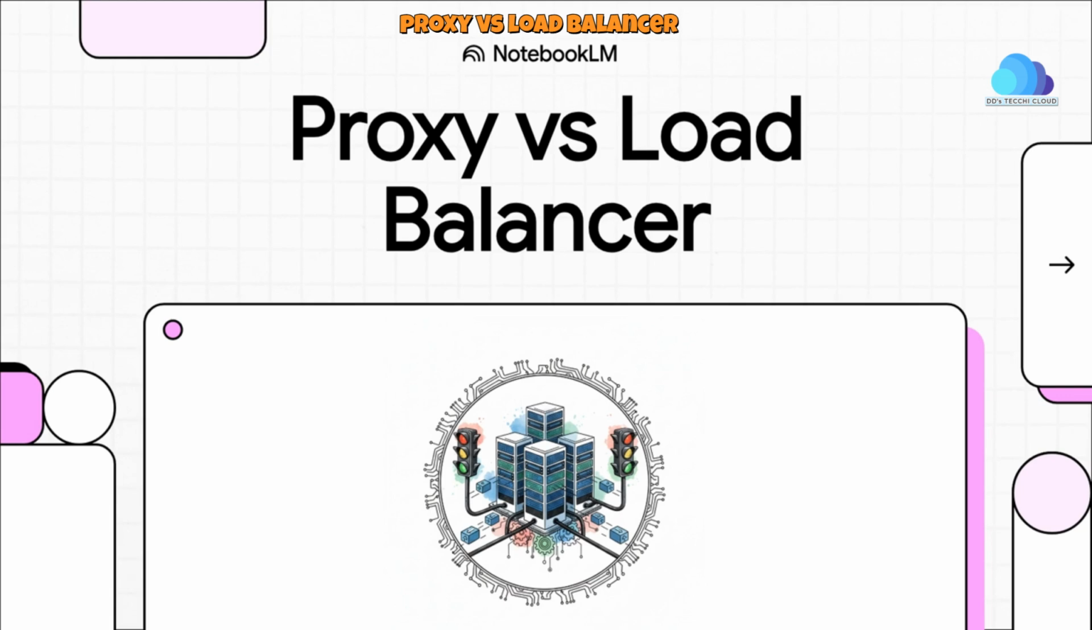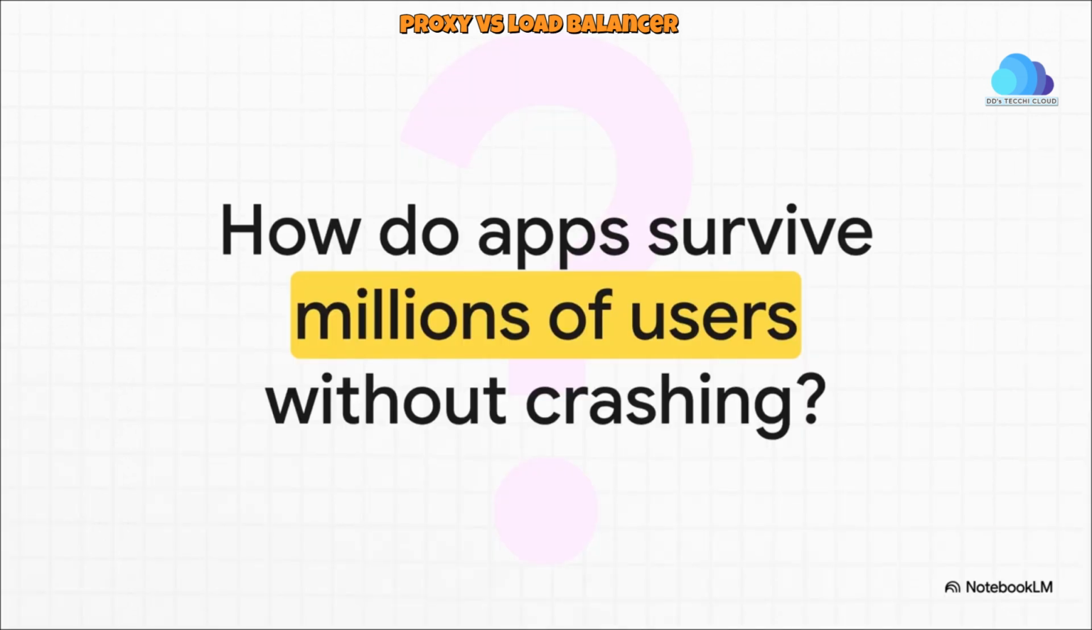in the right place. I mean, seriously, have you ever wondered how massive apps like Netflix or Amazon survive? They have millions of users streaming and shopping simultaneously, and yet their servers aren't just catching fire. How do they transfer all your data securely, route you to the exact right place, and somehow never seem to crash? Well, the secret lies in these invisible middlemen that manage all the traffic.